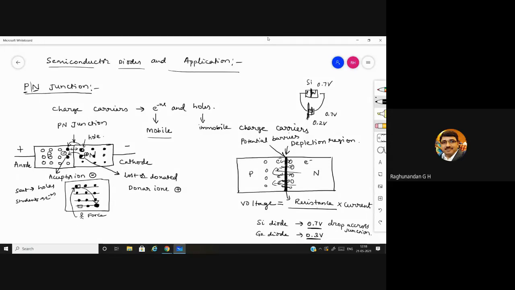So whatever current this battery is trying to give, that current cannot flow through this junction, because 0.7 volt is offered by this junction, which is greater than this. But if you make it 0.8, now this battery voltage is greater than the junction voltage, such that the current flows in this direction and current can enter the PN junction. So this is how we can overcome this potential barrier.